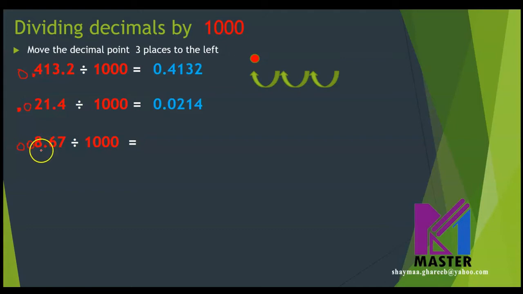So I will move it now. 1, 2, 3. So the decimal point will be in this location, and as we said, we are going to write 0 as a placeholder. So the answer will be 0.00867. Let's see the next question. 0.9 divided by 1000. I will do exactly the same. I need 2 more places to the left to be able to move my decimal point 3 places to the left. So it will be here. So the number will be 0.0009.